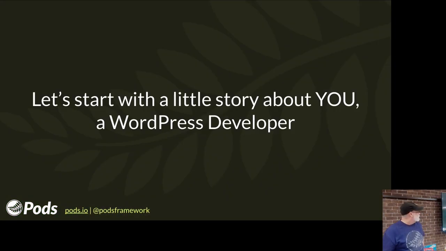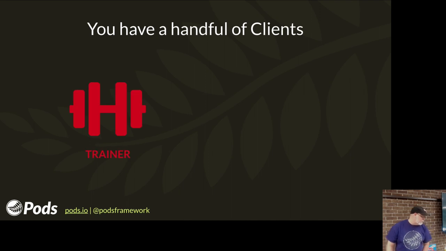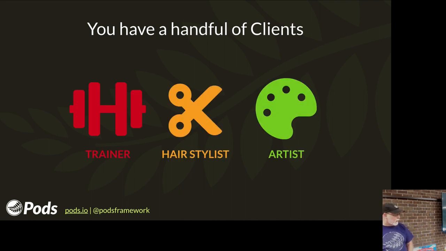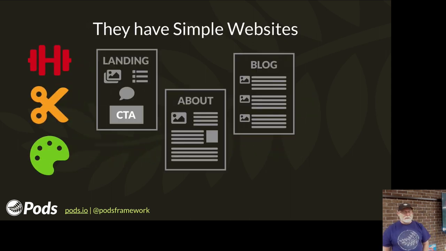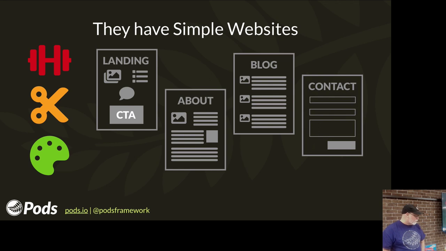Okay. So let's start our little story about you, a WordPress developer. You've been building WordPress websites for a couple of clients: a personal trainer, a hairstylist and beauty expert, and a local artist, a sculptor that does the most lifelike statuary you've ever seen. They have simple websites, pretty straightforward ones, with a home page designed like a landing page with a call to action, an about page, a blog, and a simple contact form.